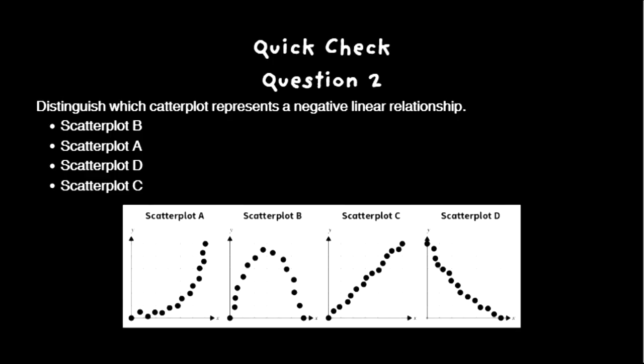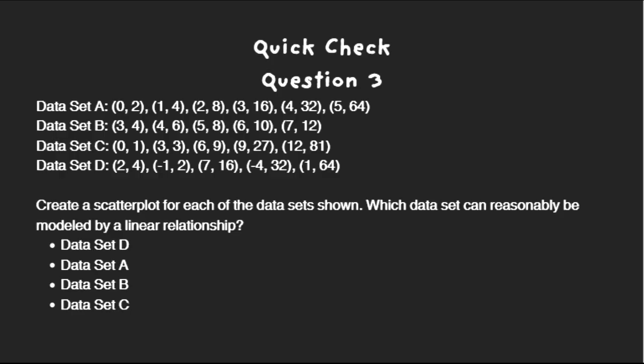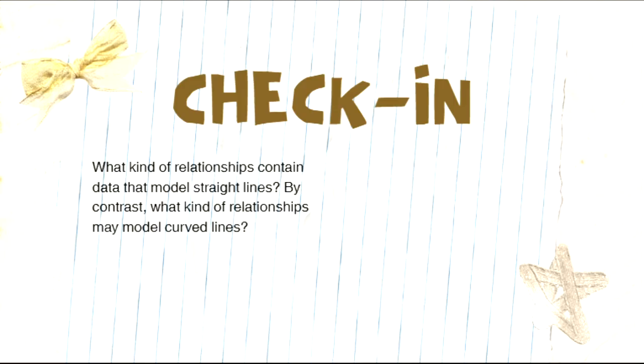Here's quick check question number 2. Distinguish which scatter plot represents a negative linear relationship. Okay, remember, linear means what about the line? What does the line have to be? Okay, you can do this. I believe in you. And here's quick check question number 3. It gives you points again, data sets. You go to GeoGebra, you graph them just like we just did, and then you figure out which one is a linear relationship.